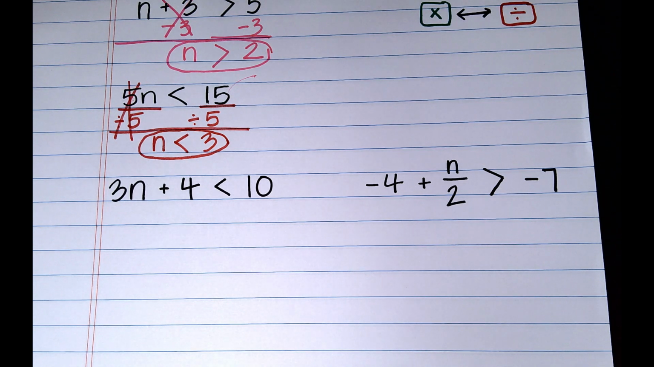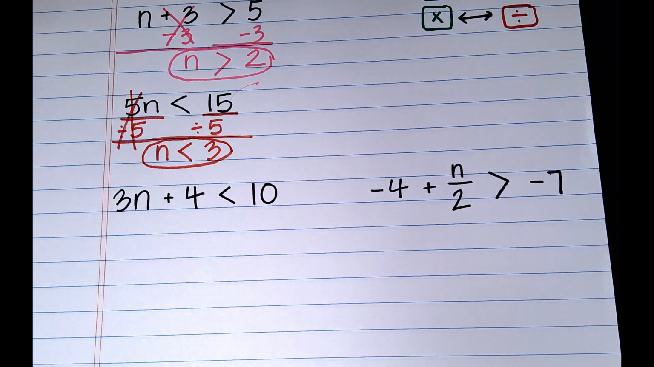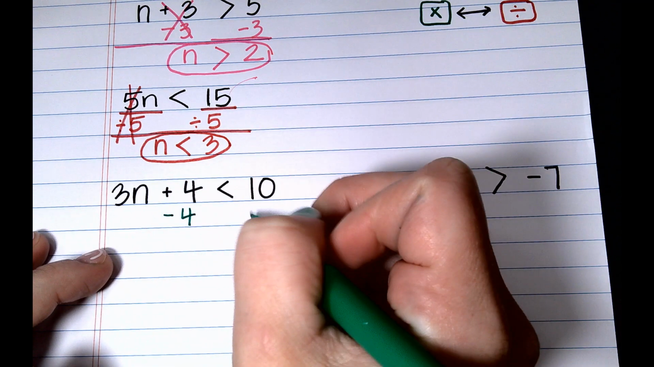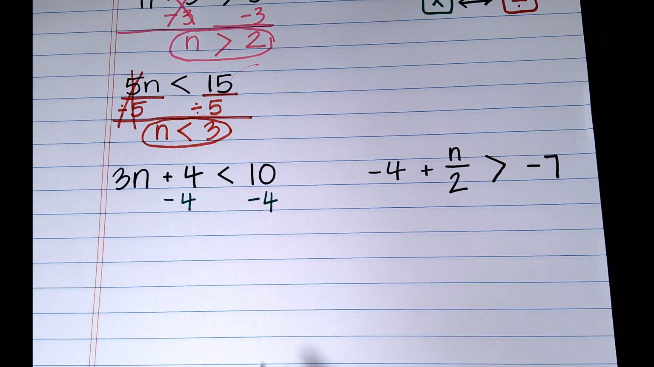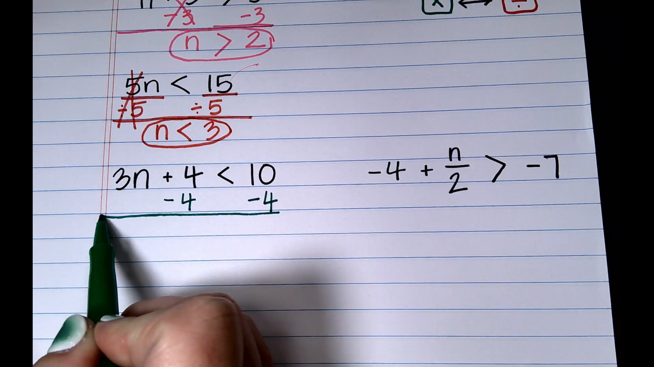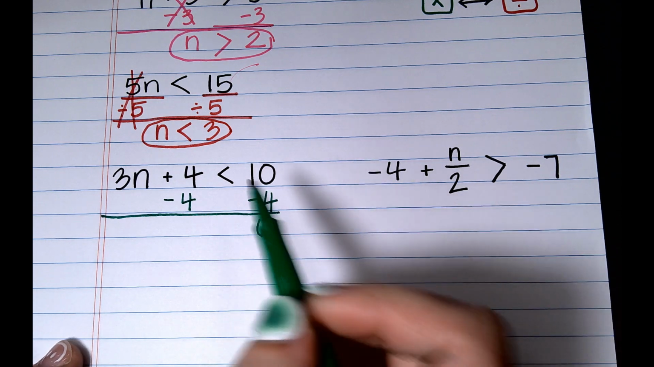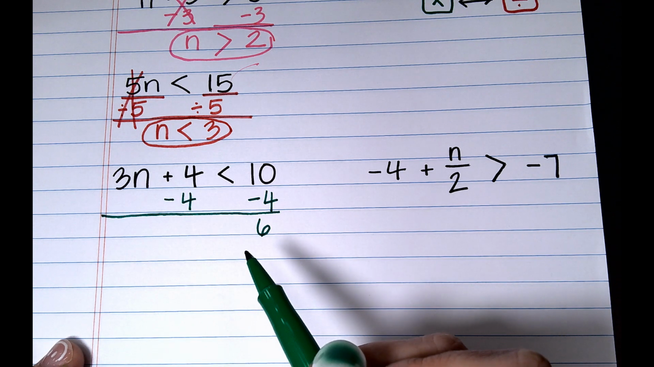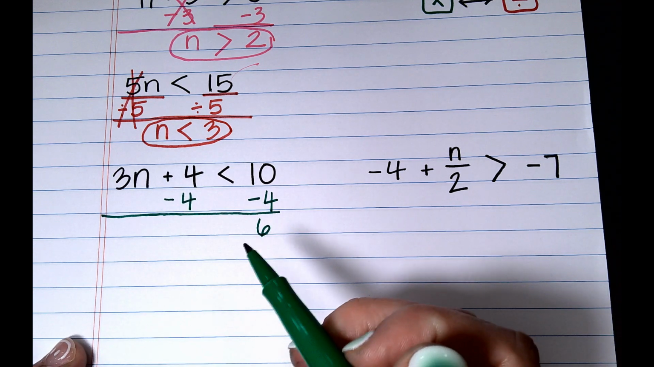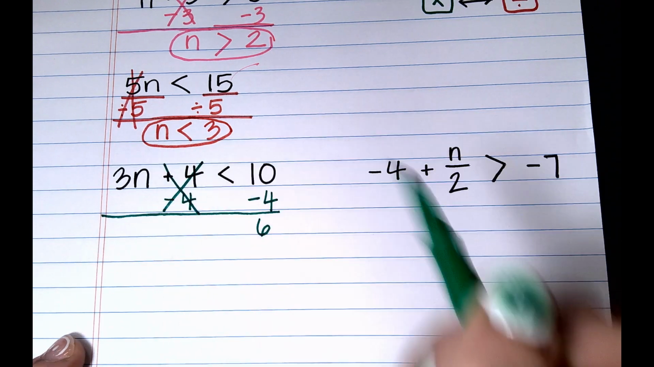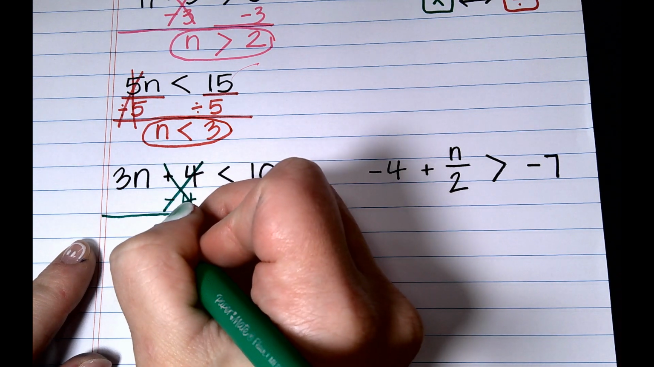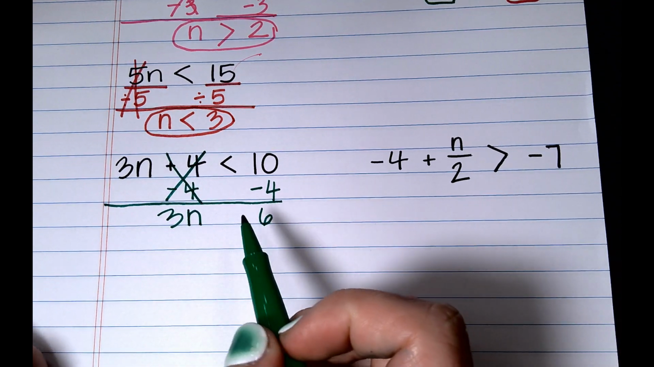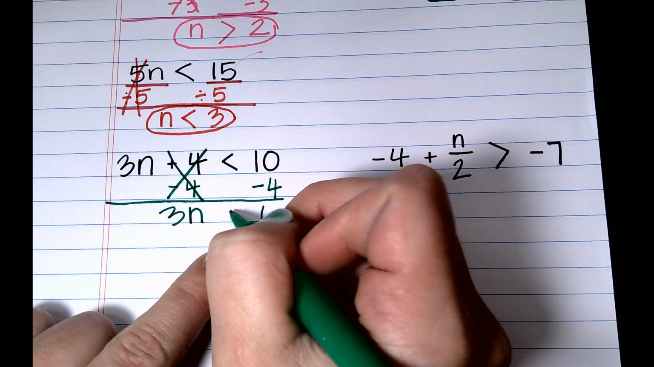Alright, so where do I start with this one? The 4, what do I do? Subtract 4. Subtract 4 from 10, we have 6. Then you bring all of that down to 6. What did I forget to do with my 4s? Cross them out. Then you bring down the 3n. And what else do I bring down? Bring down the less than. Yes, good.